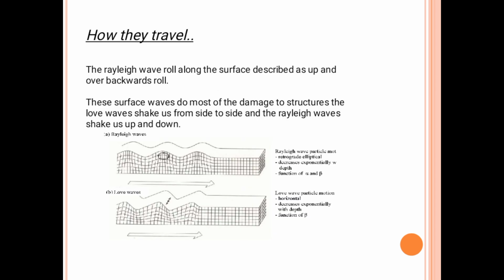How a Rayleigh wave can travel. The Rayleigh wave rolls along the surface, described as an up and over backwards roll. These surface waves do most of the damage to structures. The Love waves shake us from side to side, and the Rayleigh waves shake us up and down.